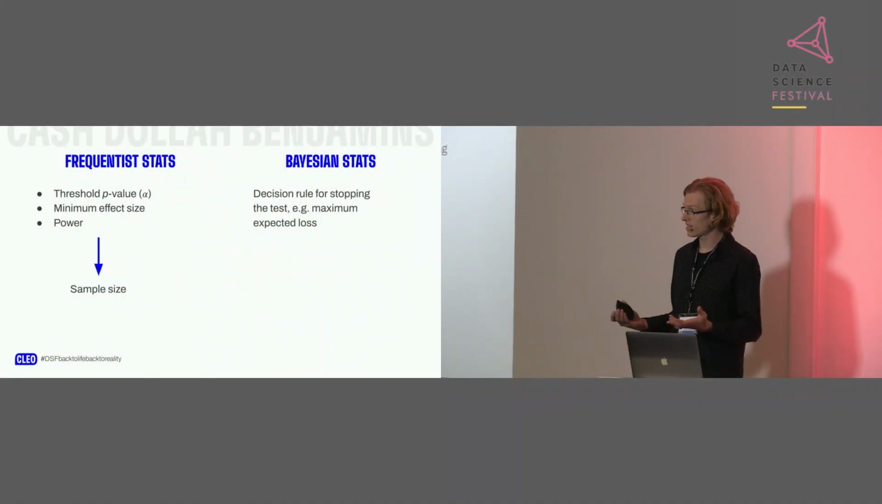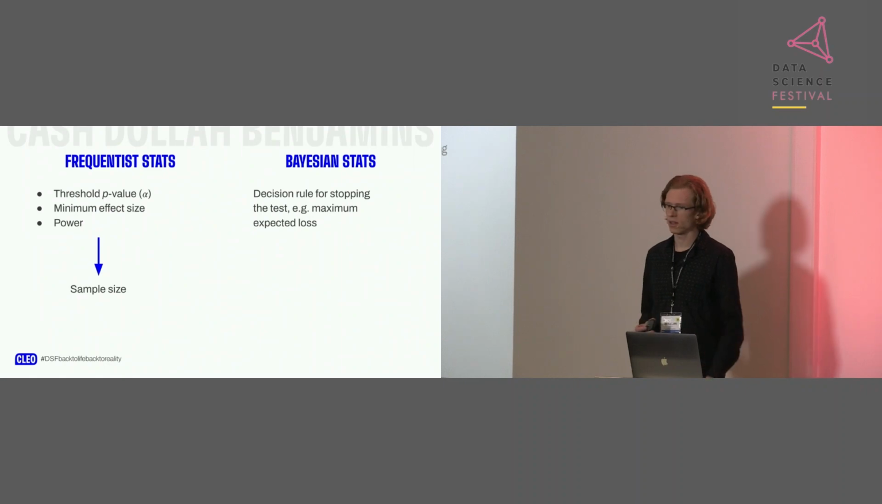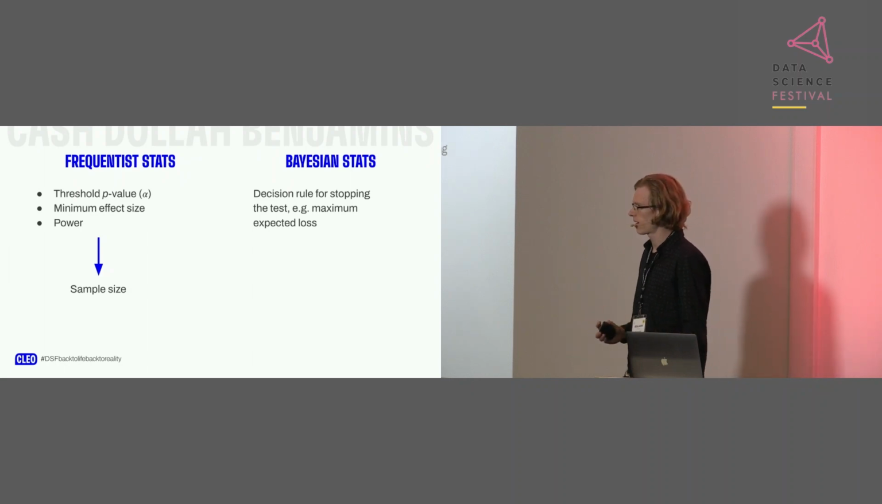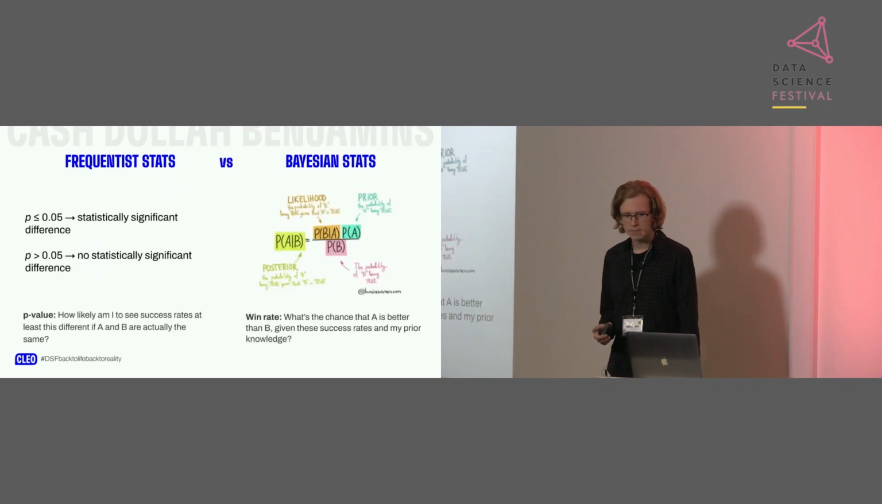For Bayesian stats, there are also parameters you should choose ahead of time. So for example, the maximum expected loss. And this talk is mostly about Bayesian stats, so I'm going to go into some detail about how to calculate that.